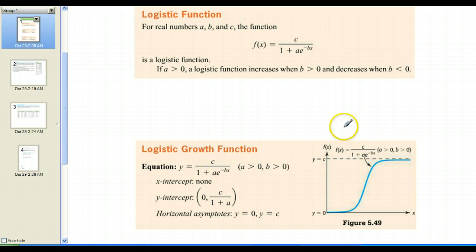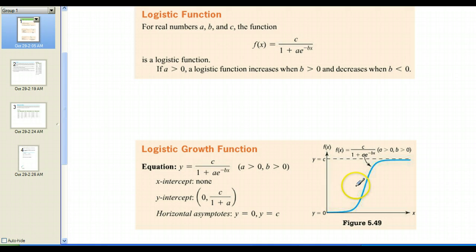Now, if you were to graph this, if you plug in a number for C, a number for A, a number for B, and all these criteria are met, you don't have an x-intercept, okay? This thing has a horizontal asymptote at the x-axis. Your y-intercept would be C divided by 1 plus A, literally whatever these numbers are. It's like this part goes away, right? And then your horizontal asymptote is y equals 0, again the x-axis, and then y equals C, again whatever our ceiling is.